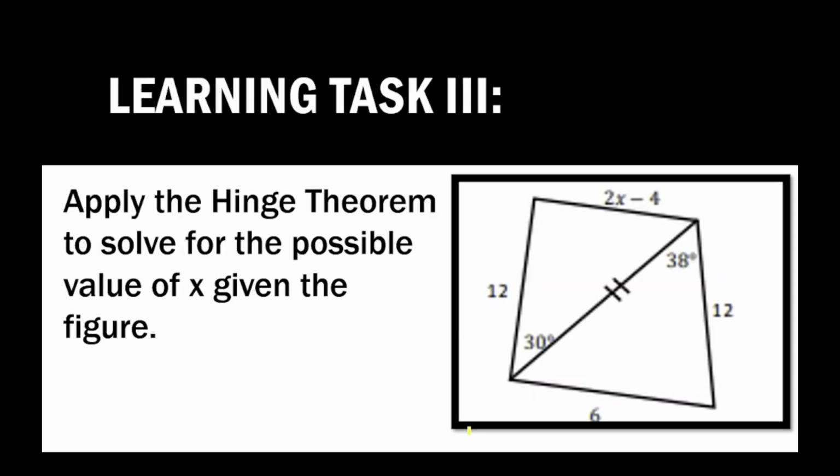Okay. Last learning task, number 3. So, applying the Hinge Theorem, you are going to solve for the possible value of x given the figure. So, we have here the figure. Ayan, ito ay 12, equal siya rito. Tapos ito ay equal. So, ito ay 30 degrees and this one is 38. So, kung 38 ito, ibig sabihin, yung 6 ay mas mataas sa 2x minus 4.